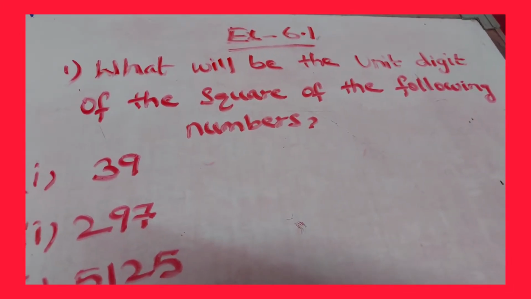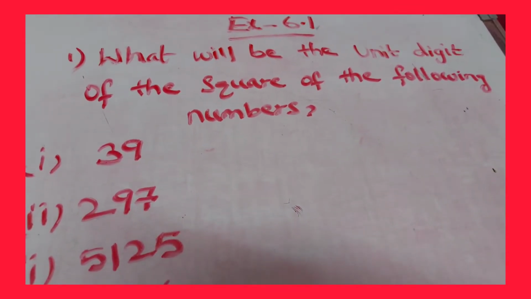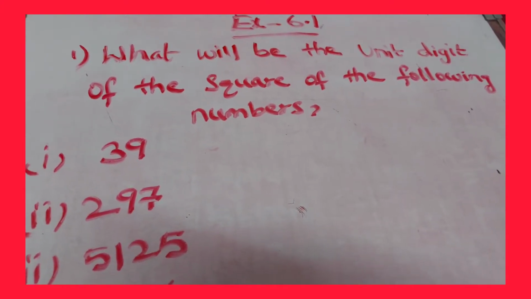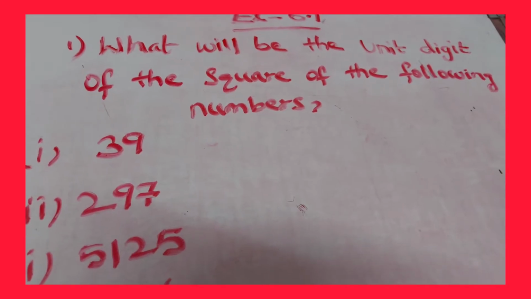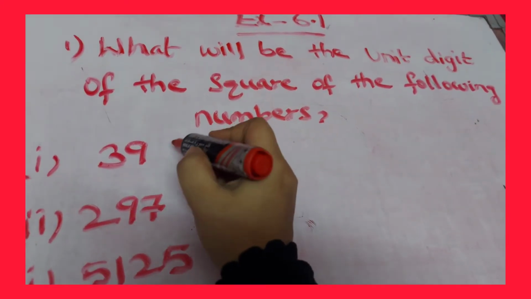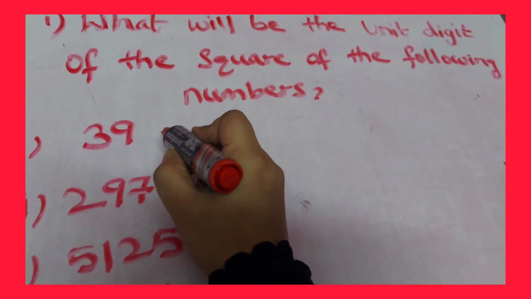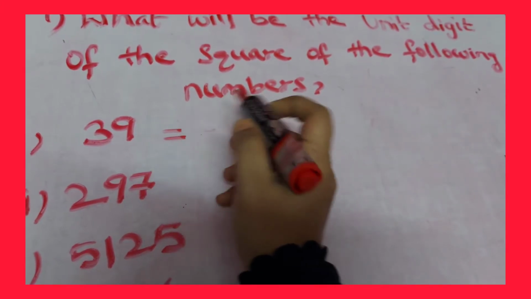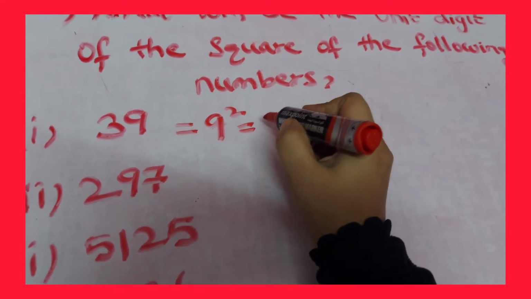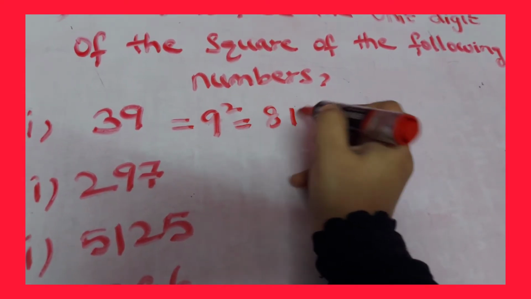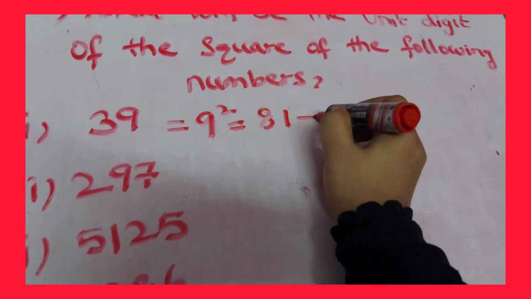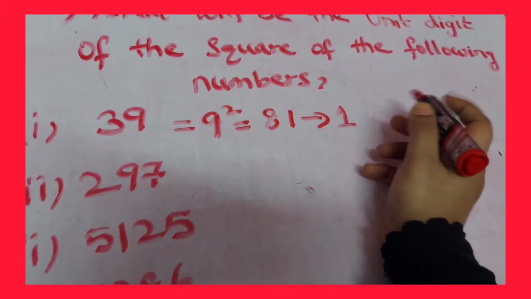Now exercise 6.1. First one is what will be the unit digit of the square of the following numbers. So what you have to do is see the ones number. In this 39, what is the ones number? It is 9. So 9 square is 9 nines are 81. So what is the unit digit? In ones place, it is 1. So the answer is 1.